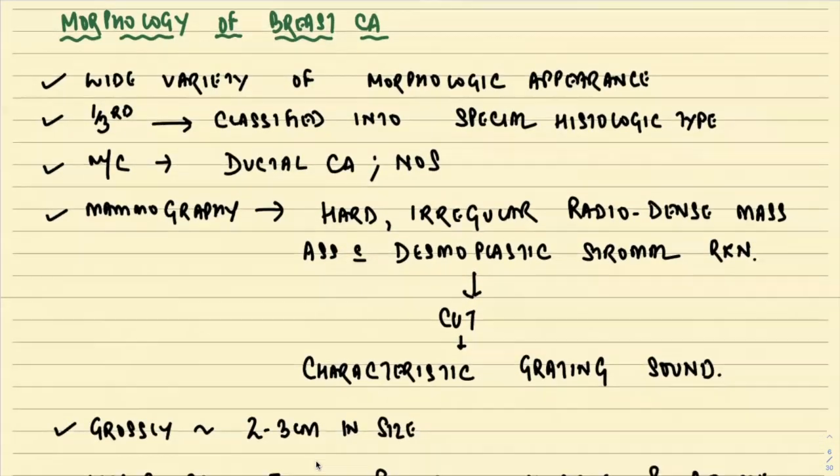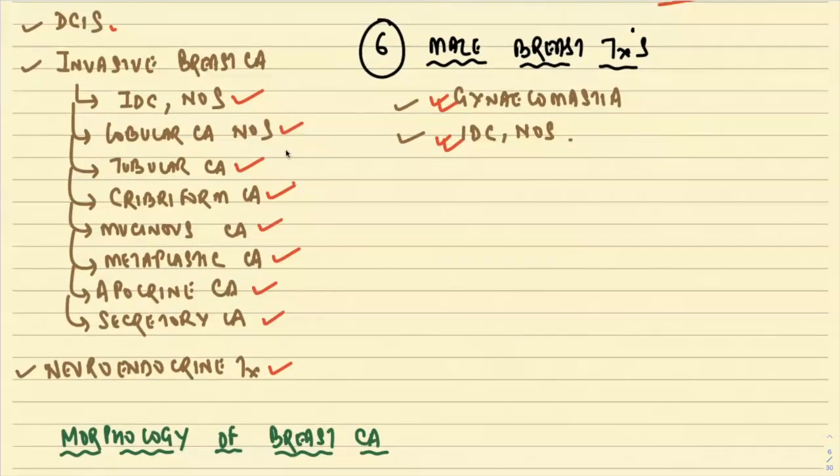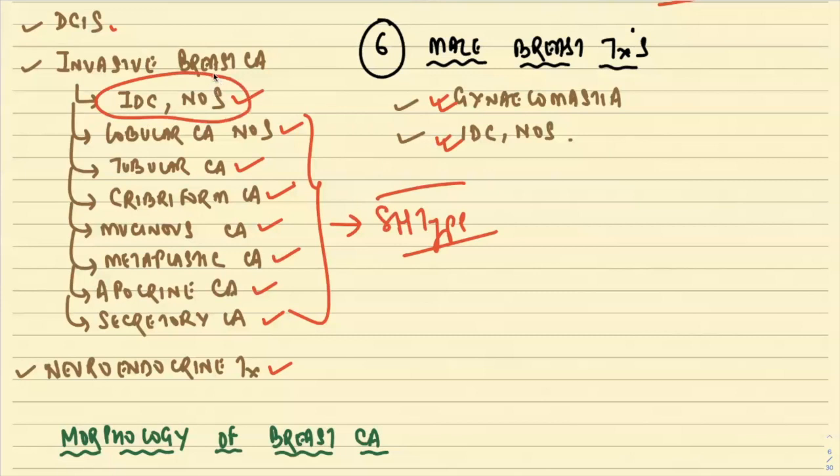Now, coming to the very important thing, the morphology of breast carcinoma. Very important: breast carcinoma has a lot of morphological appearances, and around one third of breast carcinomas can be classified into a special histological type. What is a special histological type? All of what we have written over here are called special histological types. Whereas the one which cannot be classified into this group forms the most commonly diagnosed type, that is IDC NOS, infiltrating ductal carcinoma NOS.